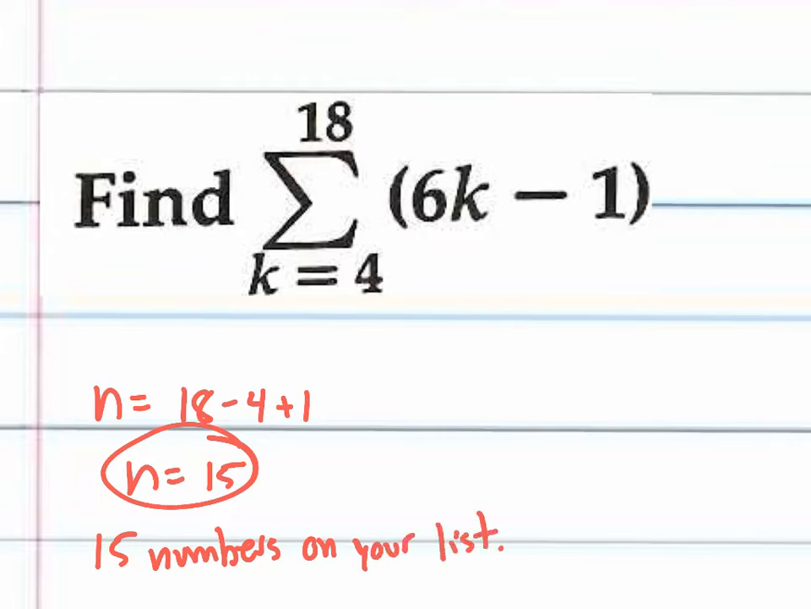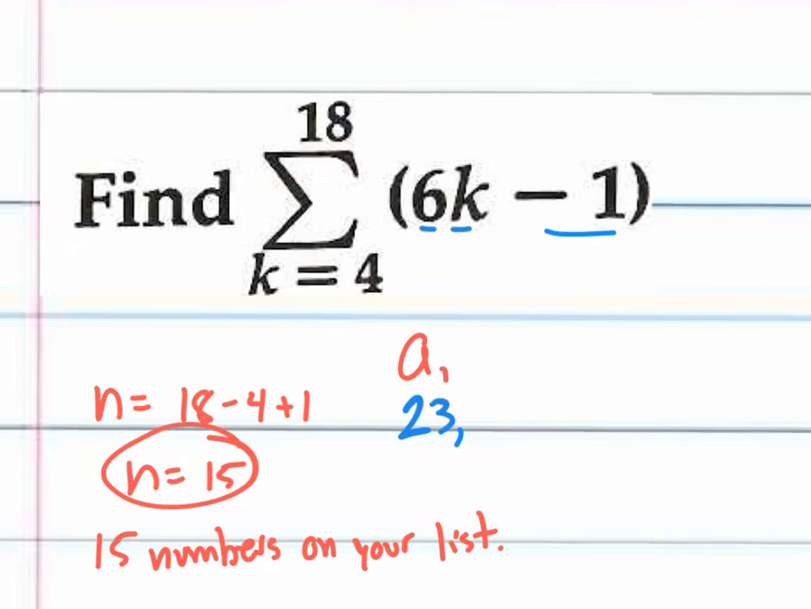Okay? So let's find the first number on our list, our a sub 1. But you see, the a sub 1 that we're going to find is not really plugging in 1. It's actually plugging in this first value 4. So the first number on our list, when I plug it in, will be 6 times 4. 6 times 4, that's 24. 24 minus 1, that's 23. So you really have the first number 23.